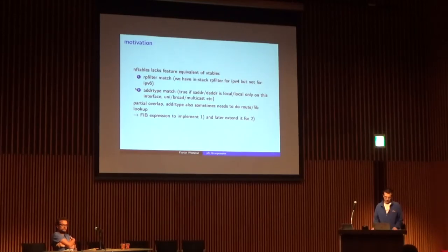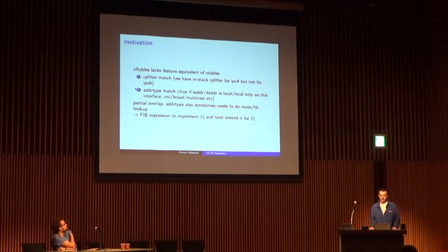One is reverse path filtering, to check if a reply to a packet would leave via the same interface the packet arrived on. We have such a native interface for RP filtering for IPv4, but we do not have it in the stack for IPv6. So the only way to do this currently is using the ip6tables rpfilter match.